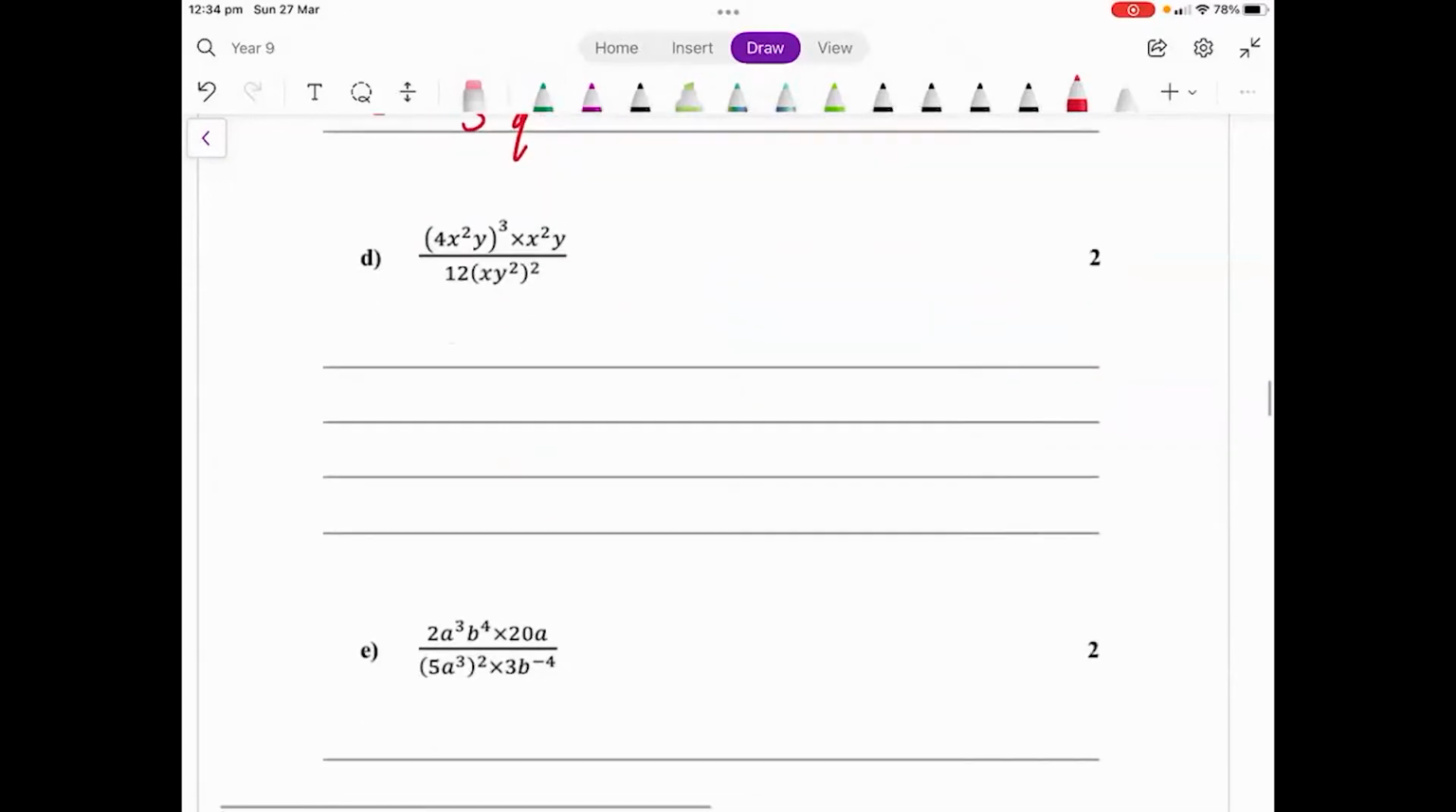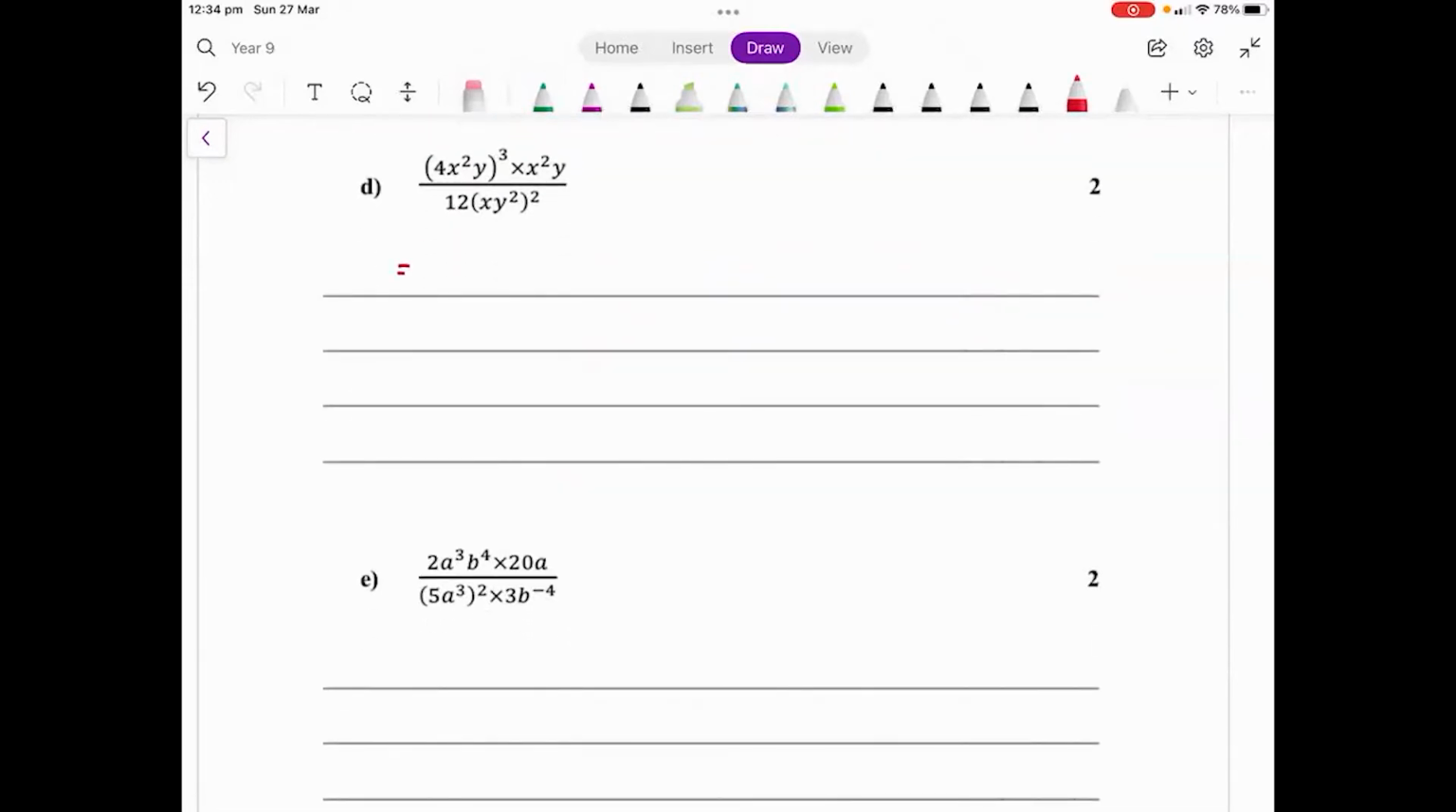Question D, we expand those brackets first. 4 cubed becomes 64. And we multiply the powers for x and y. So that gives us x to the power of 6, y to the power of 3. We leave the x squared y alone. On the denominator, we expand those brackets as well. 12 is not inside the brackets, so we leave 12 alone, and it becomes x squared y to the power of 4. Then we clean up our pronumerals on the numerator, and that becomes x to the power of 8 and y to the power of 4.